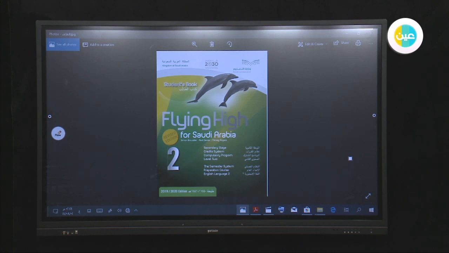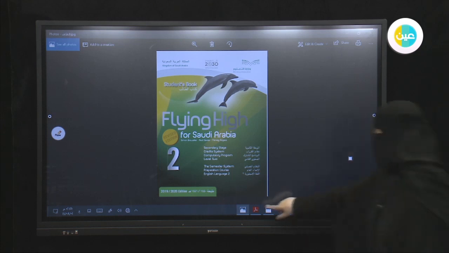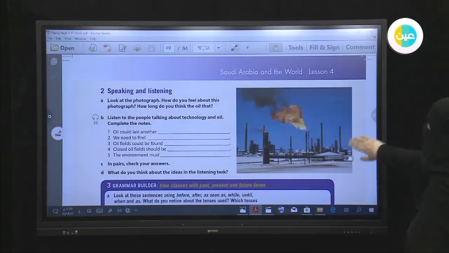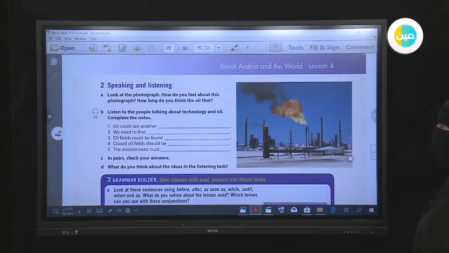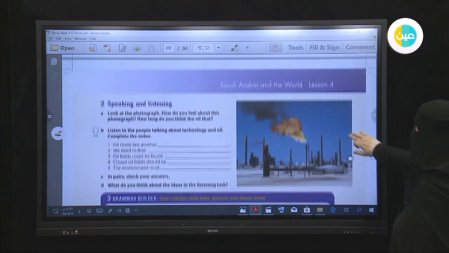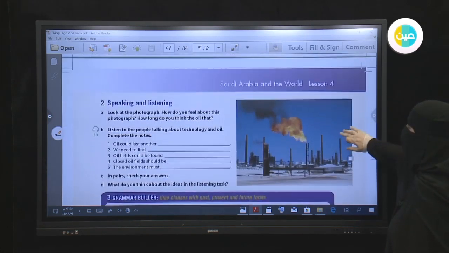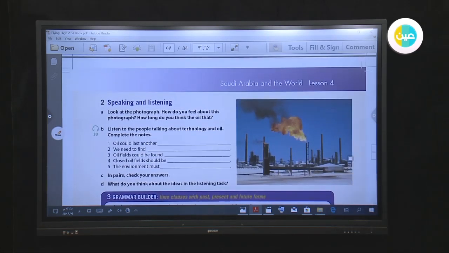Today, inshallah, we're going to take Flying High 2 for the second level of the secondary stage. This is your book, the student book. Please prepare your book. Now, open. Unit 6, Lesson 4, page 56. Open page 57. This is our lesson today.